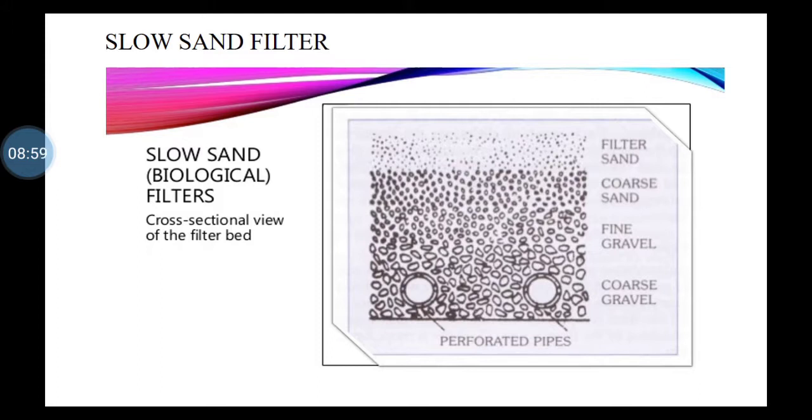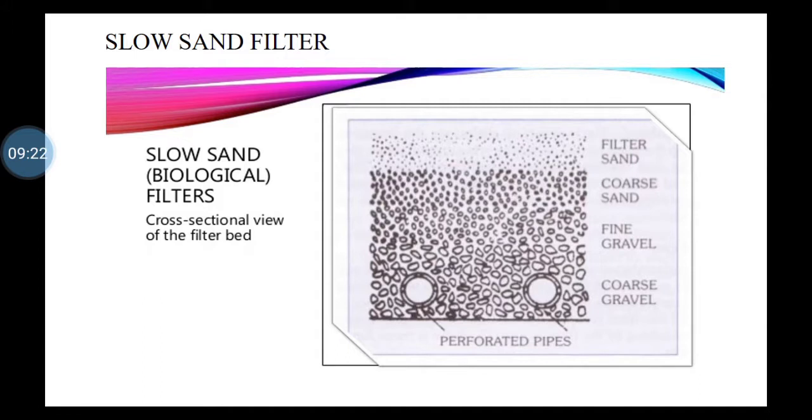On the top of this fine filter sand there will be a layer of clarified water from the settling tank. That will be near about 1.5 to 2 meters in height. The inlet of water is controlled by the valves. So through the valves, the water will enter inside this filter bed.